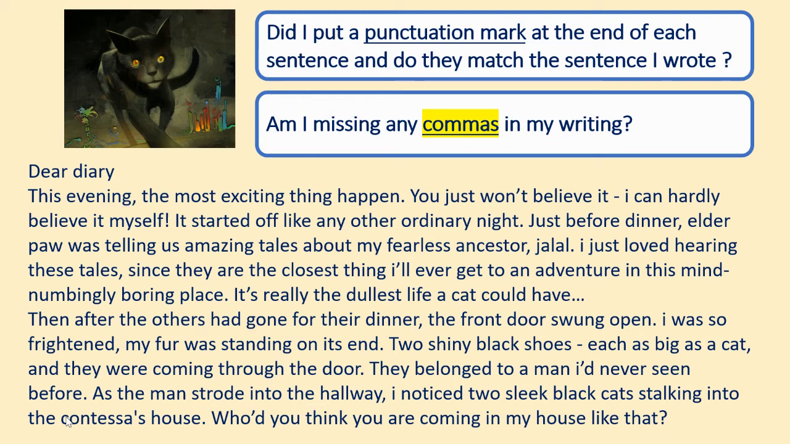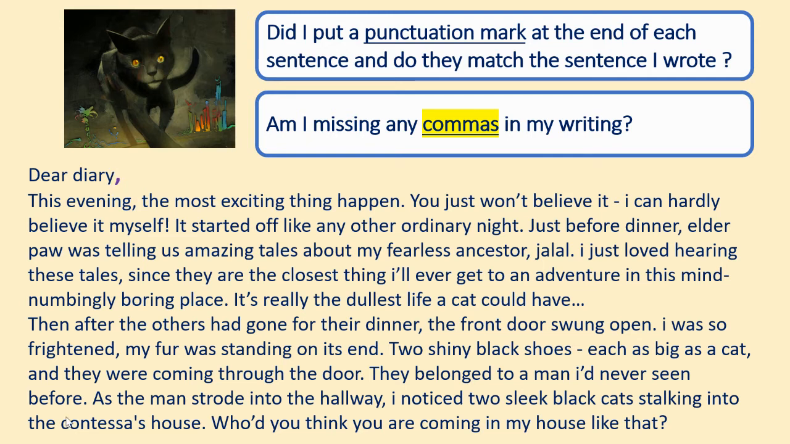Okay, so there's my writing. Oh, there we go. Yes, there is one more comma missing. And this is really important. Next to your dear diary, you need to make sure that you have got a comma there. That is really important as well. So you're going to be checking your commas.